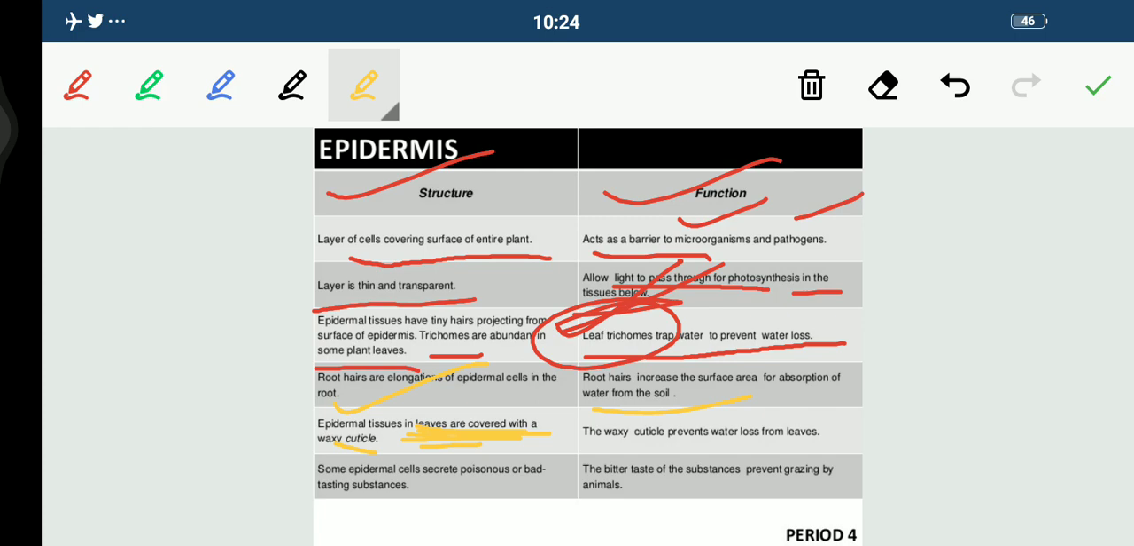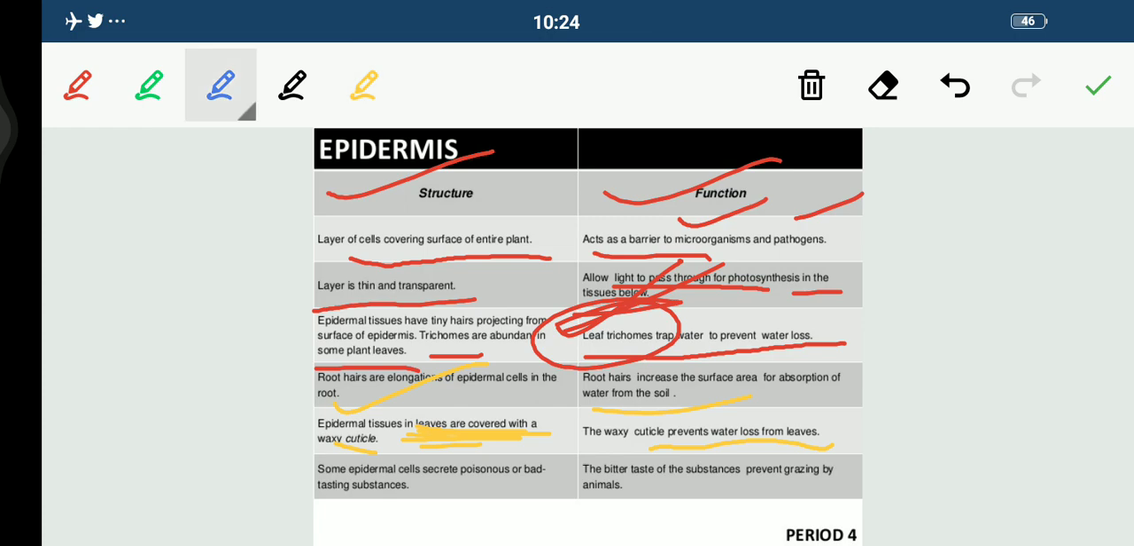Fine. Similarly, the next point, if epidermal tissue in leaves is covered with a waxy cuticle, what will happen? The waxy cuticle prevents water loss from leaves. There would be less water loss, basically. The less water is lost, the transpiration would be less. Fine.